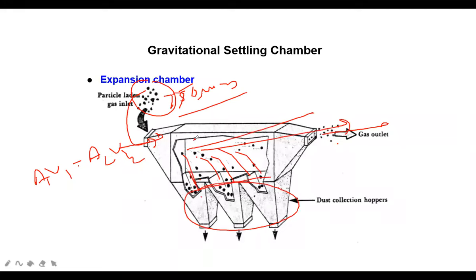The moment gas enters with a particular pollutant, it experiences a sudden expansion in area. Sudden expansion in area will lead to a reduction in velocity. Once the reduction in velocity is there, the heavy particles keep on settling under gravity. So once it transfers direction from here to the outlet, a reasonable amount of particles are removed.